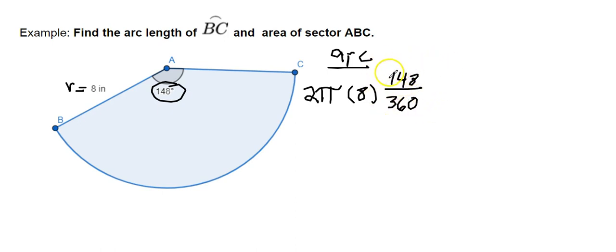All this means is it's 148 degrees. That's how much we have out of the 360, which would be a full circle. If I took this and I had 360 over 360, that'd be 1. That'd give me the circumference of the entire circle, around the whole thing. So this is the part, the fraction that we were looking at. So I multiply that out.